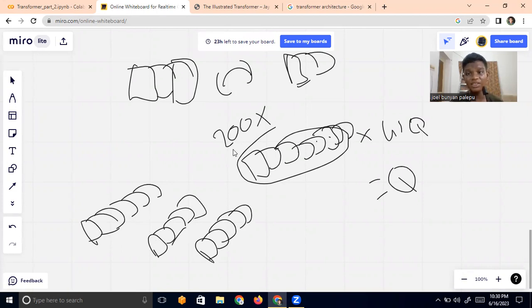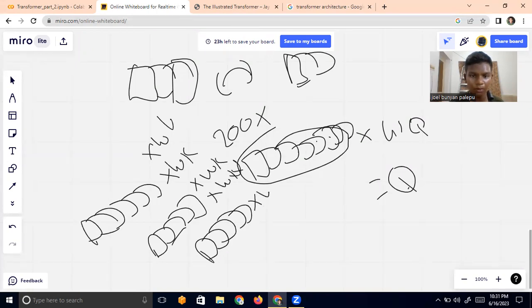We're going to perform this attention. We're going to consider this as K, and we're going to multiply by WQ, WK, and WV. So we're going to multiply each vector by WK and WV, and thus we'll get K and V, the key and value vectors. Sorry for that.